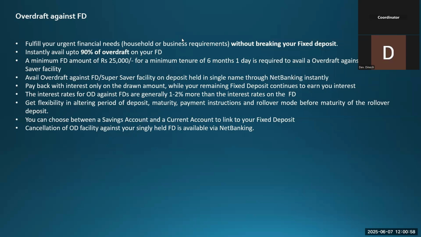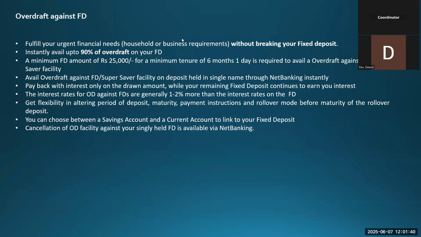Overdrafts can be availed by customers who have a single FD, not a joint holding FD. It should be held in a single name. Interest rates for OD against FDs are generally 1 to 2% more than the interest rate on the FD. So, if an FD gives you a 6.75% interest rate, the overdraft on the FD will be priced at 2% more, which is 8.75%. So it is a good source for a low cost of lending also.